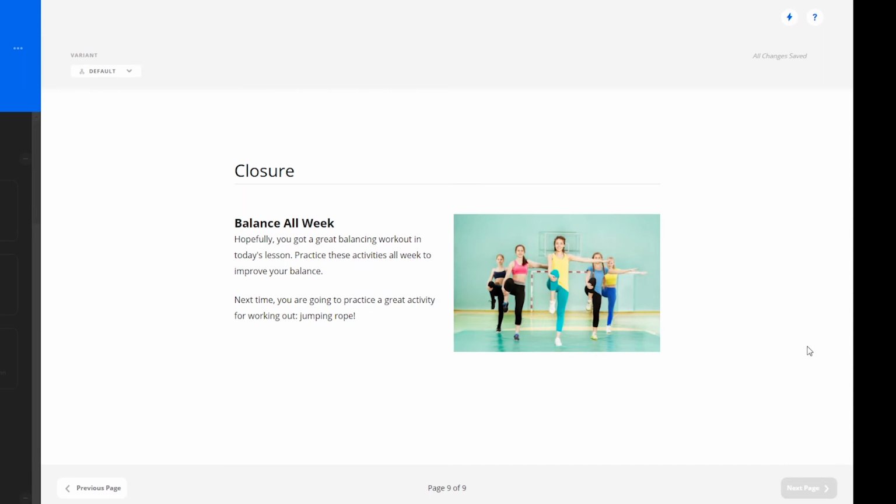And finally, learners get a sneak peek for the next lesson, where they are told they will be using their jump rope for the next workout activity.